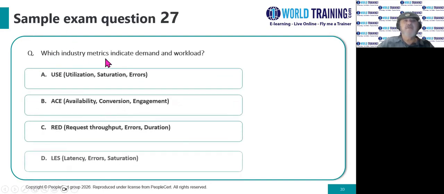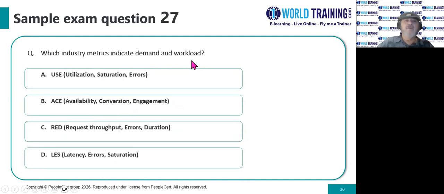27, which industry metrics indicate demand and workload? Utilization, saturation, errors. Utilization is not so much about workload. Availability is not about workload. Request throughput is not about workload. Latency, errors, and saturation. Well, actually, RED is request throughput. That's actually related to demand and workload, errors, and duration. Tell you how long the work is continuing. So I think C, RED, yeah.